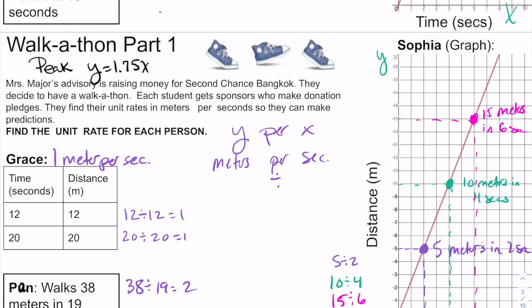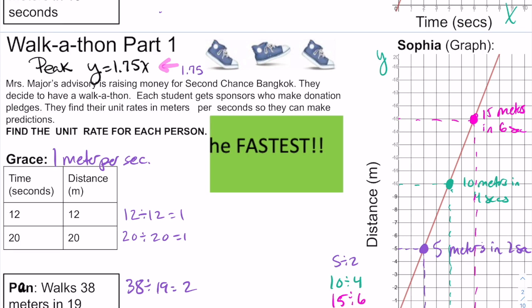And then for Peak, we need to recognize there's no work on paper, there's work in our brain to recognize that y equals kx is the equation for a proportional relationship. So k is 1.5, and that k, that constant of proportionality, is the unit rate. So Peak would be walking 1.75 meters per second.